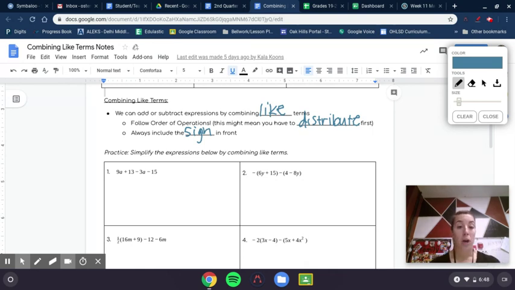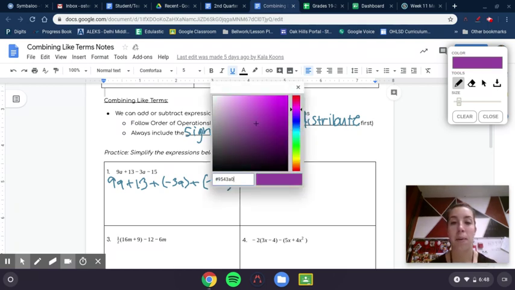In number 1, I'm going to do this one where I rewrite it as an addition problem. If you want to do that too, you can, or if you want to take the sign in front, you can do that also. So for this first one, I'm going to rewrite it as 9a plus 13 plus -3a. So notice how I switch the signs, plus -15. Okay? And then I'm going to go ahead and combine like terms.